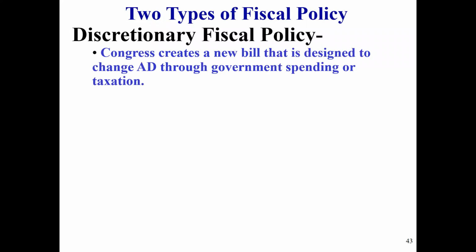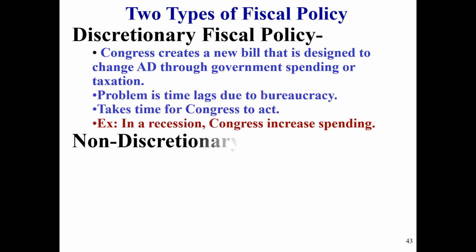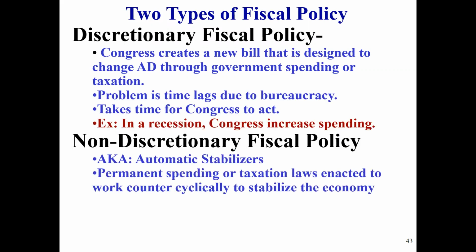There's the discretionary. All right, Congress creates a new bill, but that takes a long time. So the discretionary is government spending and taxes. The non-discretionary, which they sometimes call automatic stabilizers, that's more like welfare, unemployment, the progressive tax system. So those are already in place.